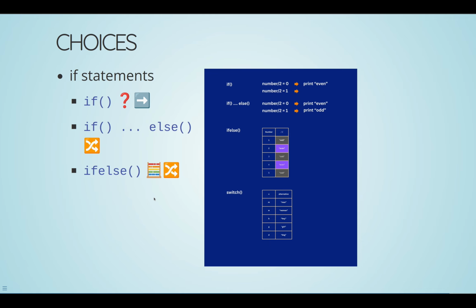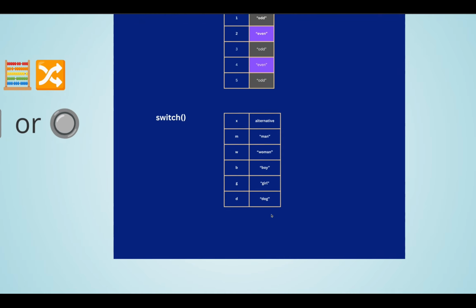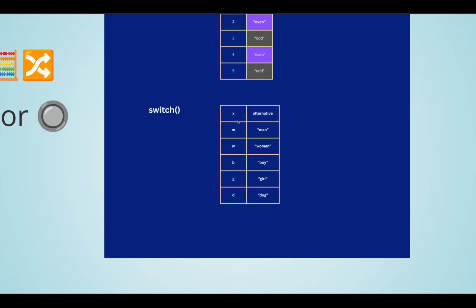Then the last choice that we do have is the switch statement. With the switch statement, we have a list of alternatives that we can take from. For example, given an object, you can say, okay, yes, we have M, W, B, G, D. Then anytime you see M, just know this is man. Anytime you see B, just know this is boy. Anytime you see D, just know this is dog.